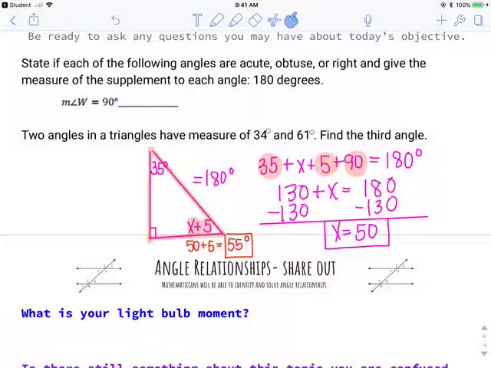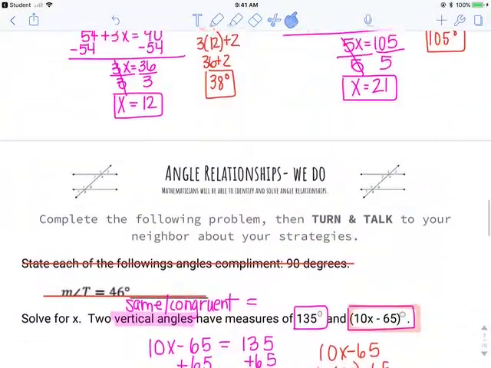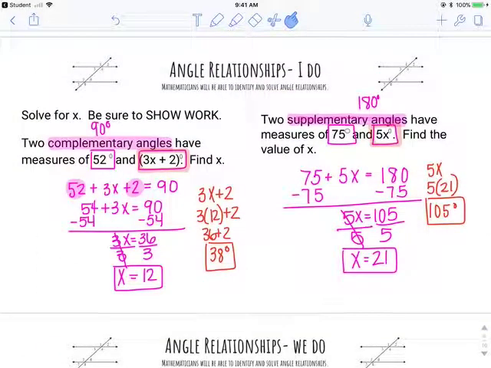So all of these are very similar, but they're also different in the way you set them up. In review, triangles have three angles you need to add together and set to 180. Vertical angles are equal to each other. And then complementary and supplementary, two angles added, one is set to 90, one is set to 180.